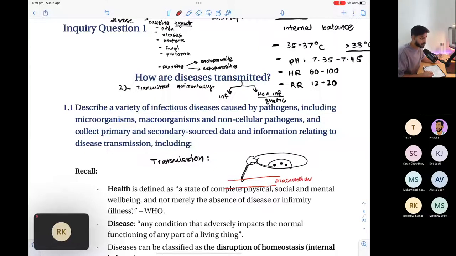Again, I'm going to teach all of this to you in much more detail later, but just appreciate that a vector is not causing disease itself. It is not a pathogen. It is simply an agent which helps facilitate disease transmission. Most vectors are arthropods or insects, right?